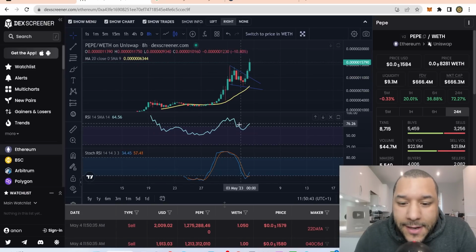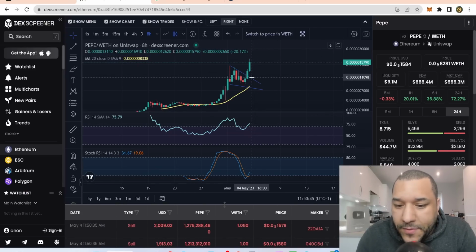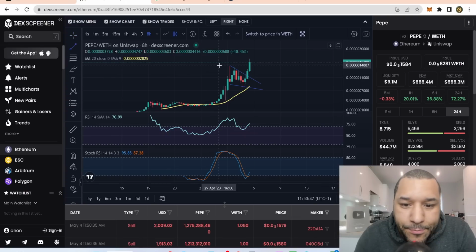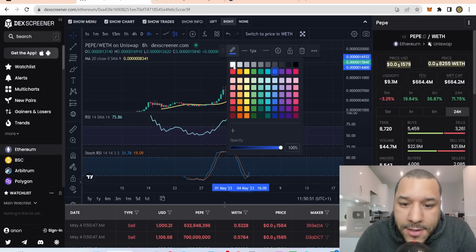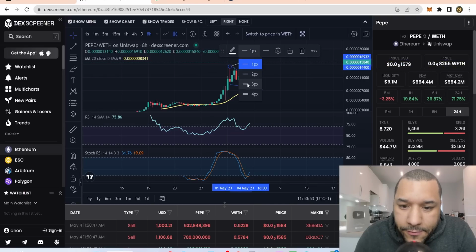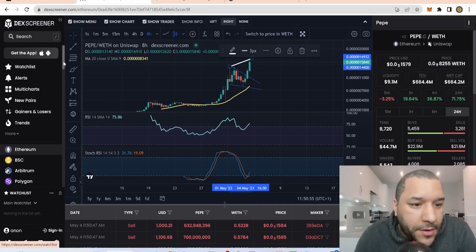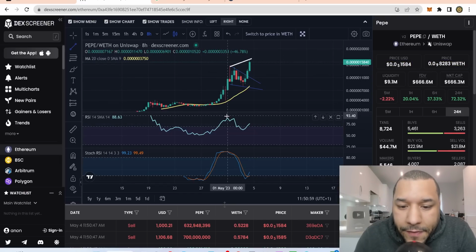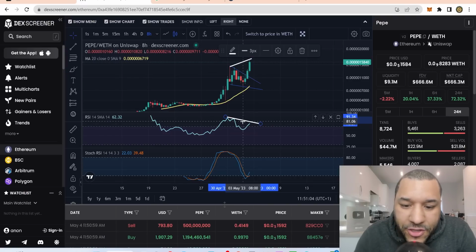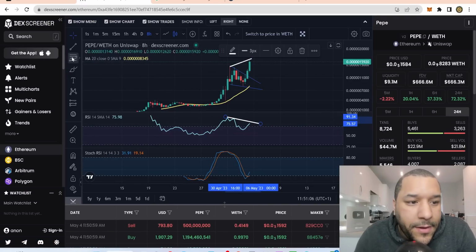Just keep an eye on these RSIs again, because you can see, I'll just show you real quick. You can see that the bearish divergence pattern is forming right here. Let me make this white so you can see right here. So we've got the price action high, higher high, and then we've got the RSI high, lower high. That is a classic bearish divergence pattern, so keep an eye on that.